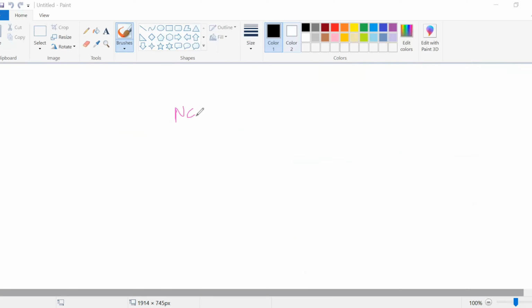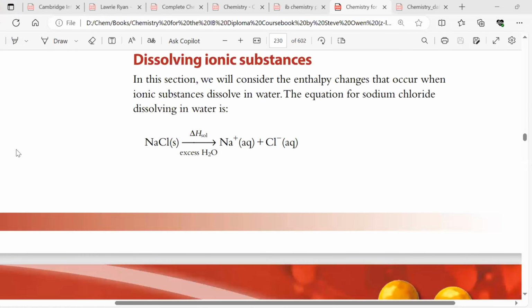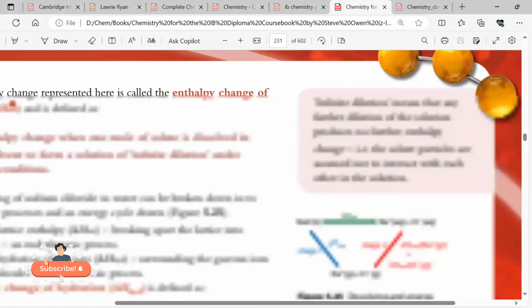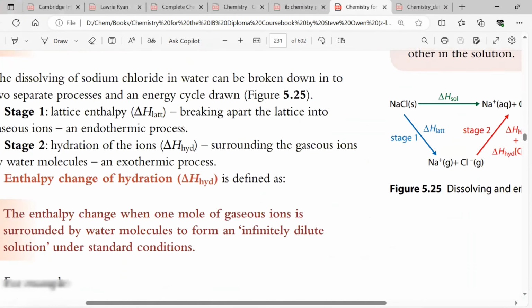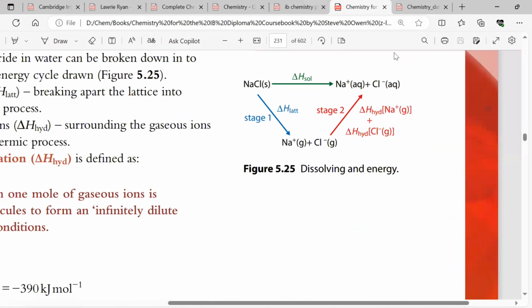Now I'm coming back to the enthalpy of solution. Enthalpy of solution is the enthalpy change when 1 mole of the ionic compound is dissolved in excess water to get an infinite dilution. But is it a single step reaction? No, it is not. We learned this. The first step is that water separates them into gaseous ions. That is exactly equal to the lattice enthalpy.